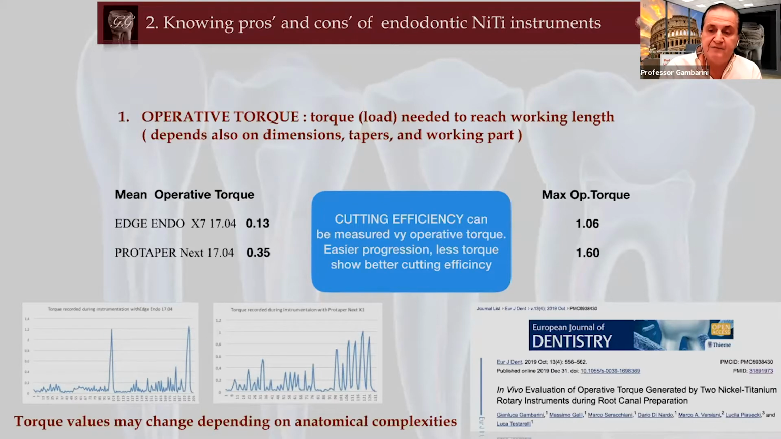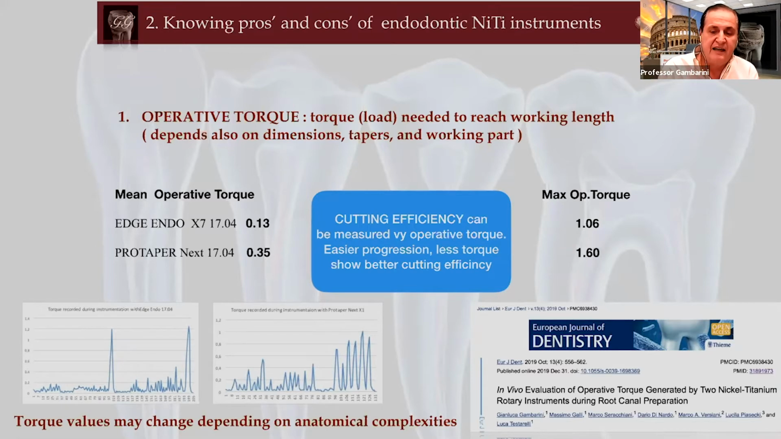But what I'm more interested in is not the real resistance itself, but the operative torque. Which is the operative torque? What does it mean? Well, the operative torque is the torque or the load that is needed by the instrument to reach the working length. And obviously, it depends also on the dimensions of the file, on the taper, on the working part of the file. So the smaller the dimension, the smaller the taper, the smaller the length of the working part, the less is the operative torque.